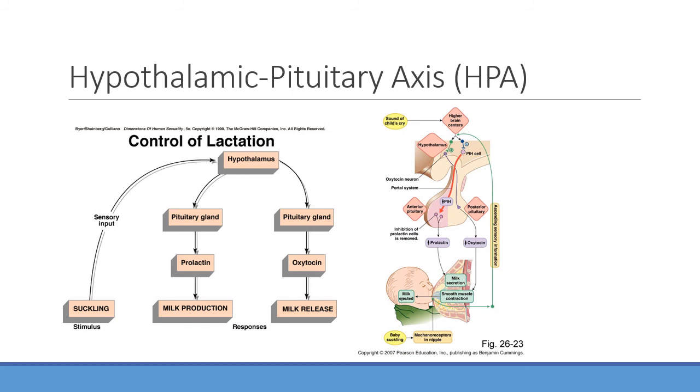All right. And again, looking at the feedback loops that are happening here, having that sensory input is what's triggering the mom to say, hey, I need to produce some milk here. Having that suckling response or a baby crying or something like that.